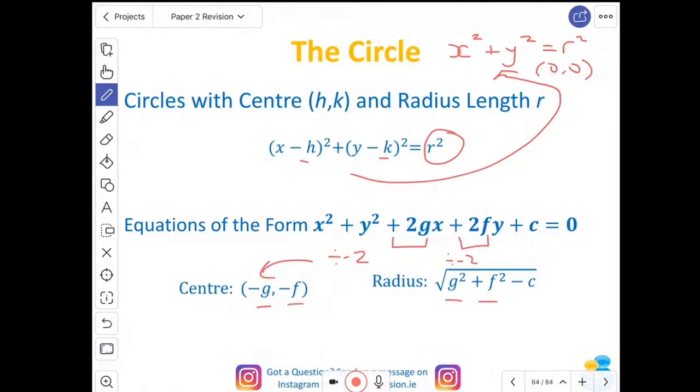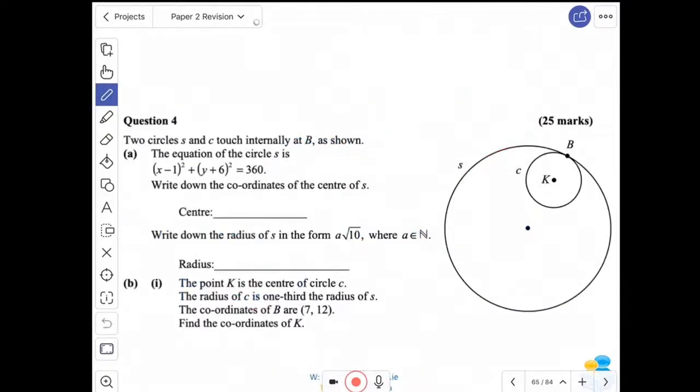So if we look at that in an actual question then, these are both taken from Leaving Cert papers. It says two circles, S and C, touch internally at B. The equation of the circle for S is as follows. Write down the centre and write down the radius. So really simple, like you couldn't have it any simpler really. You're being asked to just write down your centre.